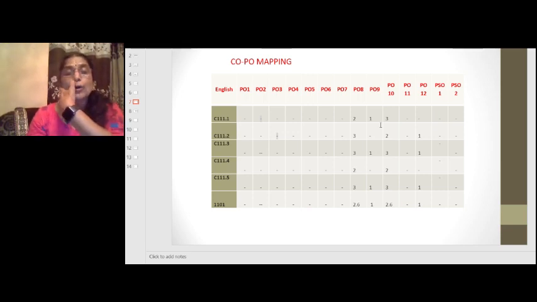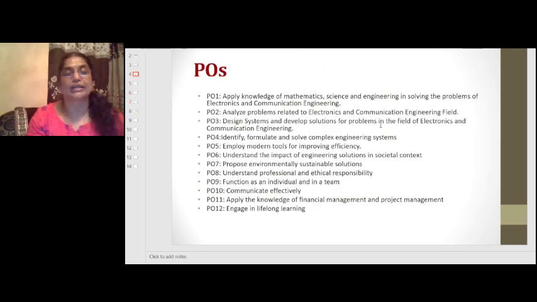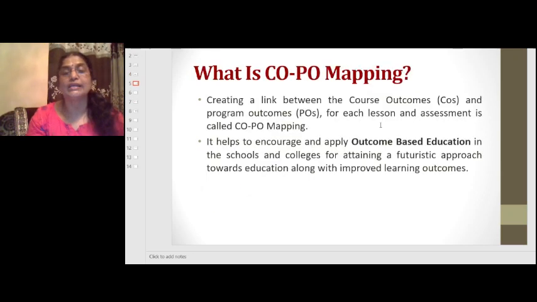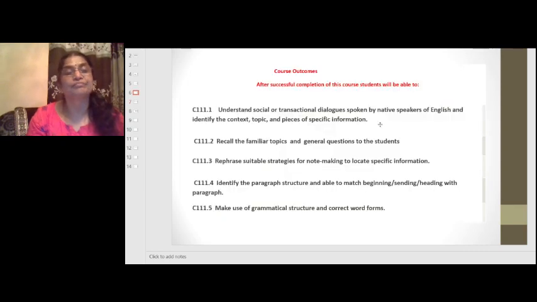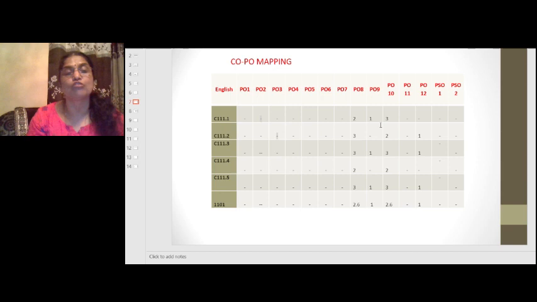Now the second one also maps with PO8, PO10 and PO12. Already we have seen 8 and 10. Now let's look at PO12. What is PO12? PO12 is engage in lifelong learning. Why does it say lifelong learning? My second CO is recall the familiar topics and general questions to the students. So whatever you learn, it's lifelong learning, and suppose you learn a language, it's mainly for communication.